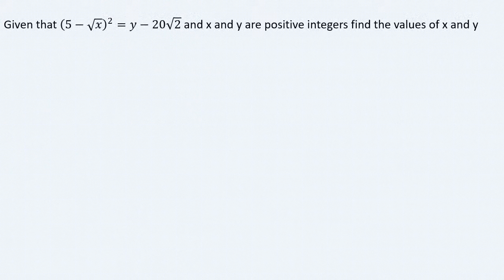Given that (5 minus root x) all squared equals y minus 20 root 2, and x and y are positive integers, find the values of x and y.